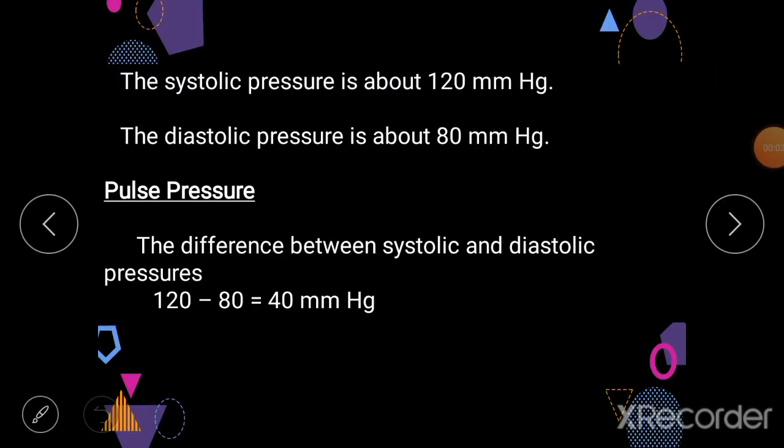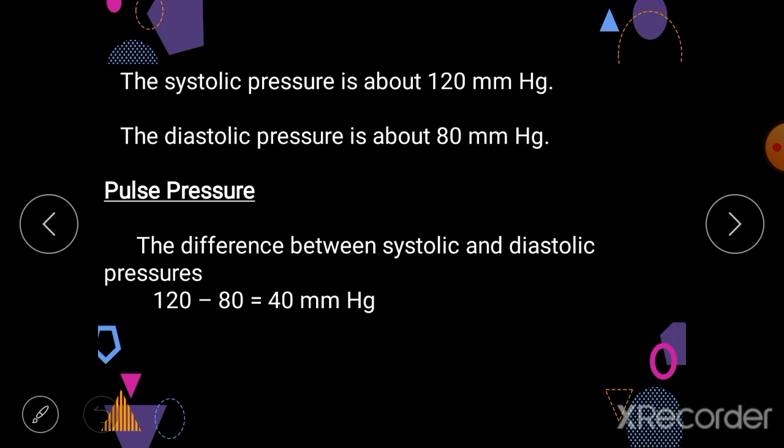The blood pressure when the ventricle is pumping is known as the systolic blood pressure, and it is around 120 millimeter mercury. And the blood pressure when the ventricle is relaxed is known as diastolic blood pressure, and it is 80 millimeter mercury. The difference between systolic and diastolic blood pressure is known as pulse pressure.